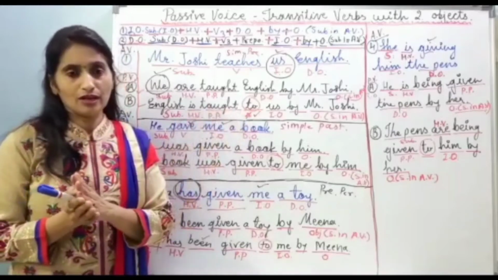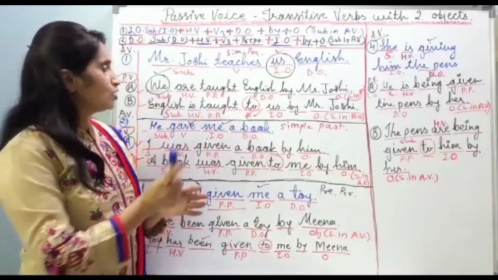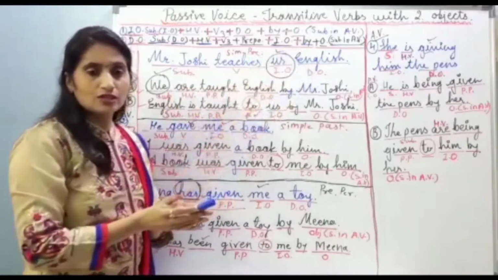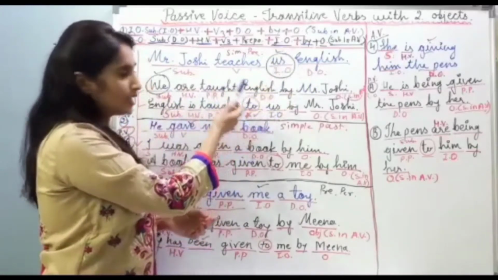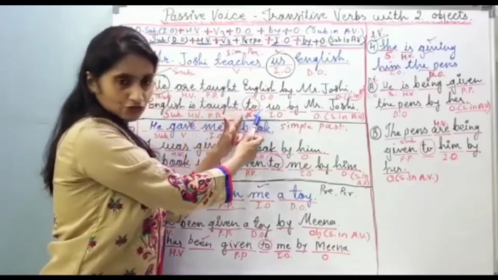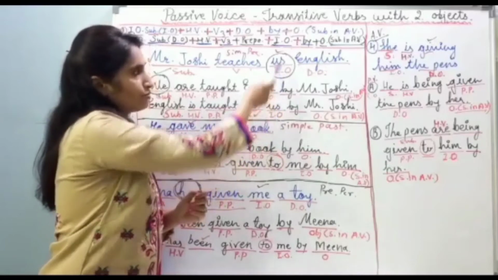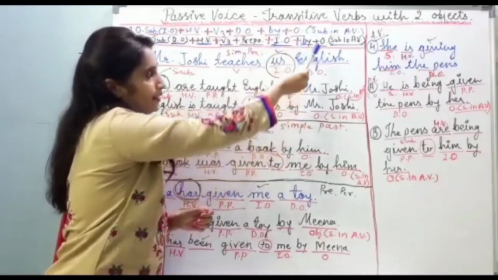To or for? One of them we have to use here. So, to whom English is taught? To whom is English taught? To whom? To us. And so, to is an appropriate preposition here. Then us, the indirect object, and according to the structure, then by and then the object.